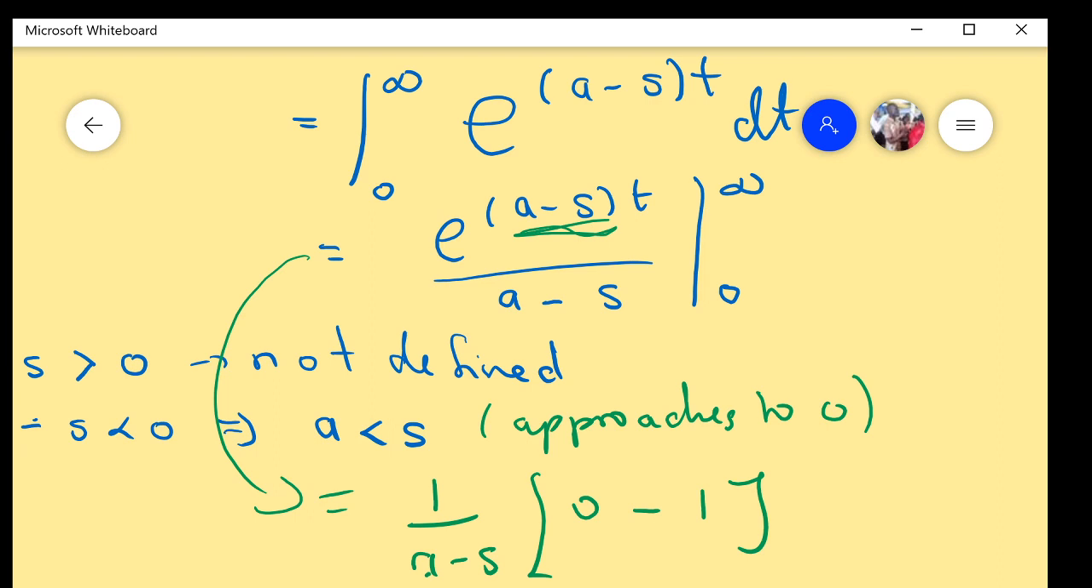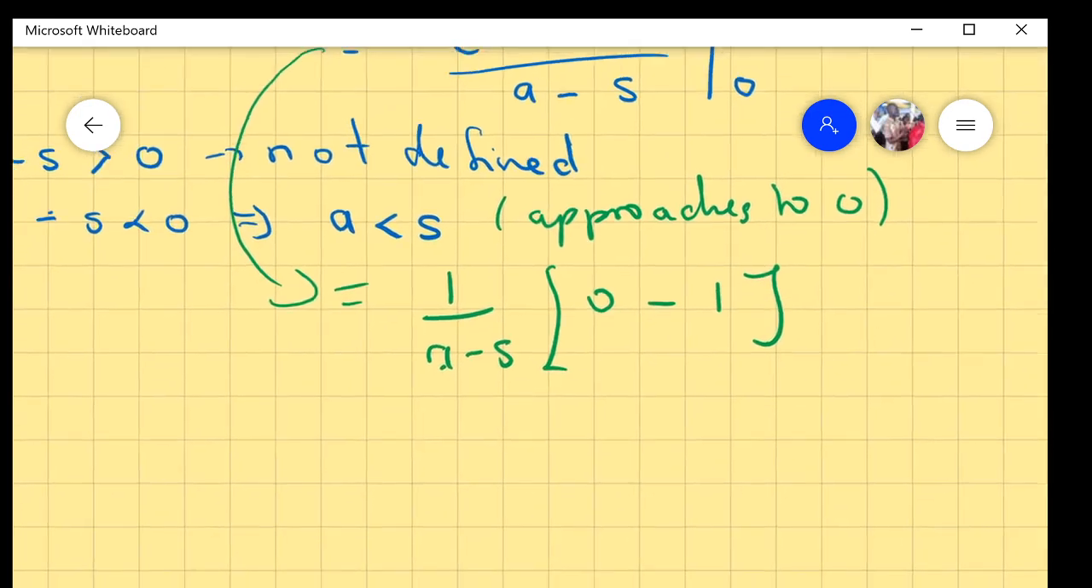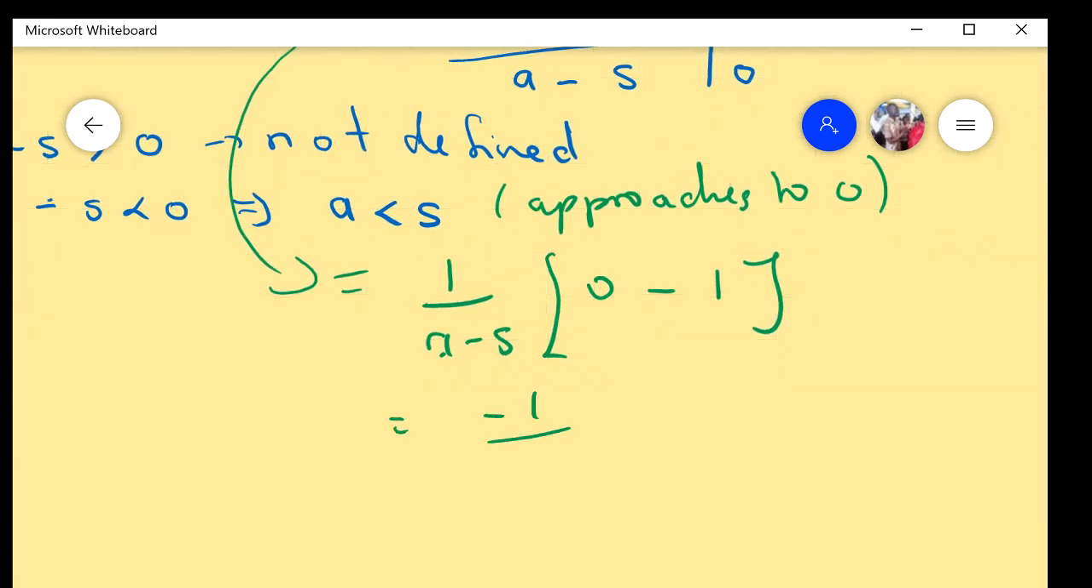Okay. So from here, what do I have? So I have minus 1 over a minus s, which is equal to 1 over s minus a. So this is for s greater than what? 0. So this is going to be for s greater than a. s should be greater than a, because I said a is less than s.